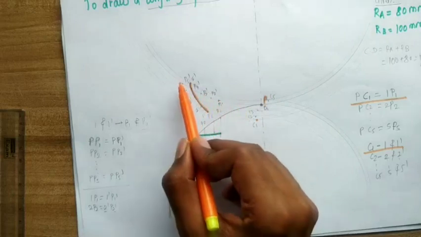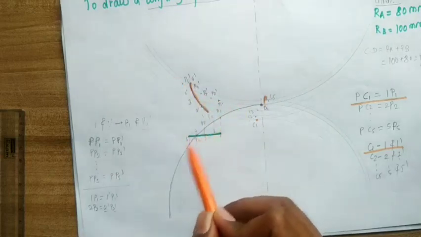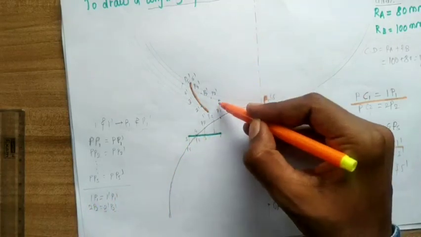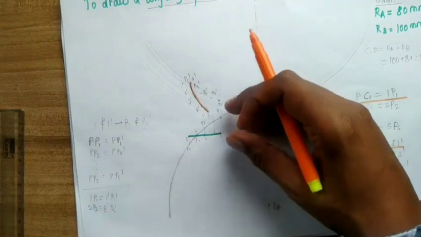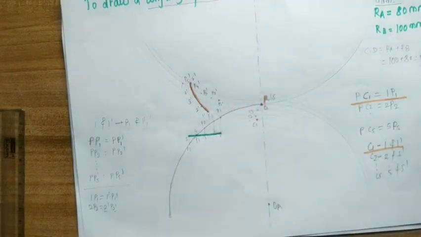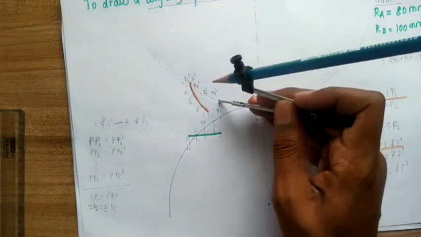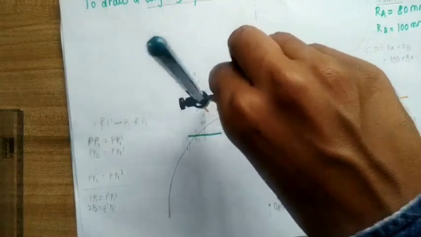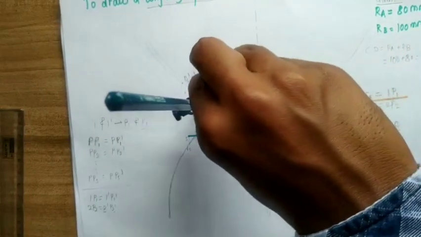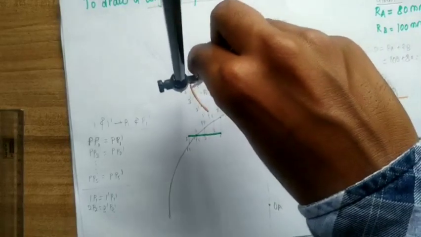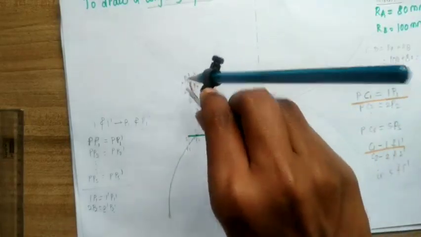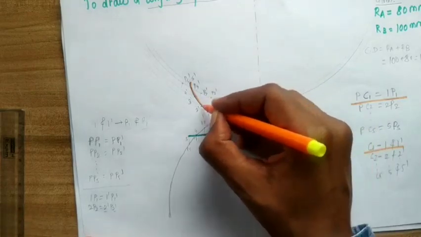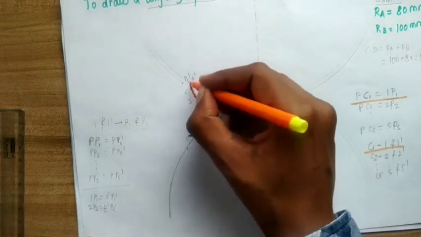Once P1 dash to P5 dash are known, get 1 dash, 2 dash, 3 dash, 4 dash, 5 dash by using this distance. 1P1 is known to you, P1 dash is known to me, so taking a distance equal to 1P1 and cutting an arc on the locus through C1, you will get the value of 1 dash. Similarly, with P2 dash as center, get 2 dash, and likewise 3 dash, 4 dash, 5 dash. Here it is 1 dash, 2 dash, 3 dash, 4 dash and 5 dash.